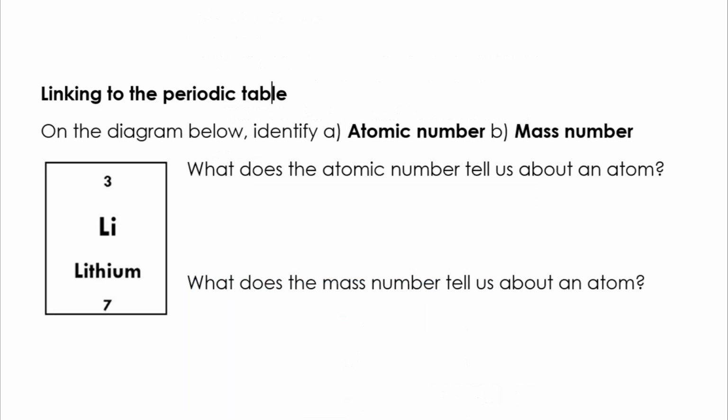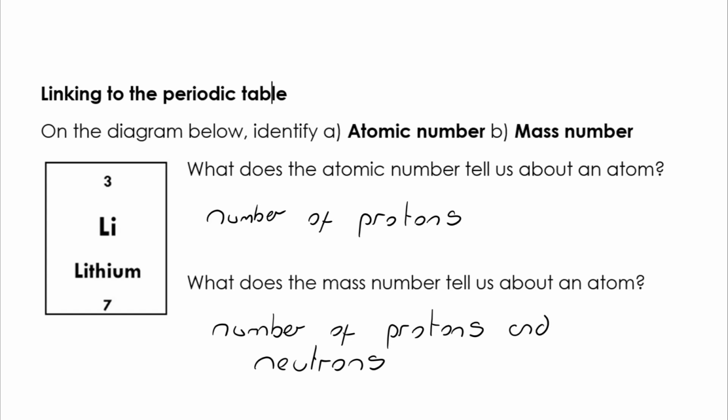Now we're going to try to reinforce some of the key ideas about the periodic table. Have a go at these questions. And the atomic number tells us the number of protons. That means that lithium has got 3 protons. And the mass number tells us the number of protons and neutrons. So lithium, with a mass number of 7, would have 4 neutrons, because I have the 7 and I take away 3, the atomic number.